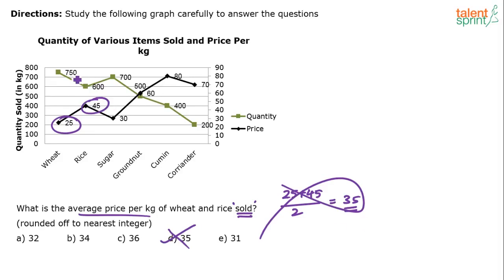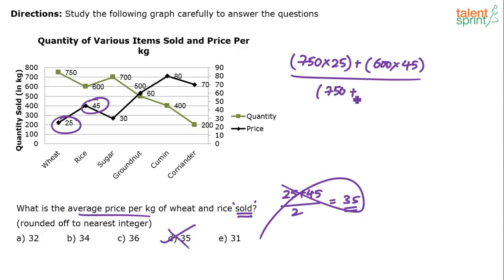So what do you have to do there? See, the total quantity of wheat that got sold is 750 kgs. At what price? 25 rupees per kg. Plus the total quantity of rice that got sold is 600 kgs. At what price? 45 rupees per kg. And the total quantity that got sold is 750 plus 600. You understand? This is the total amount that I have received by selling wheat and by selling rice. And this total amount is how many kgs? 750 kgs plus 600 kgs. This will give you the average price per kg of the quantity that got sold.